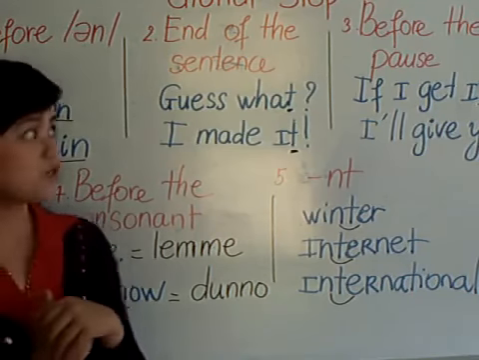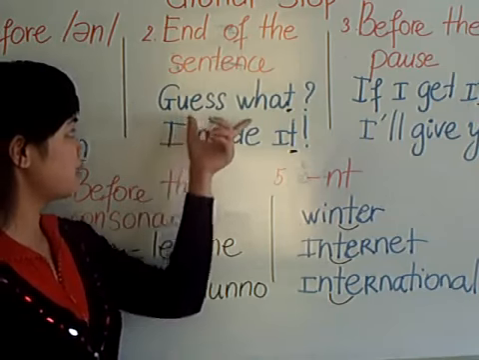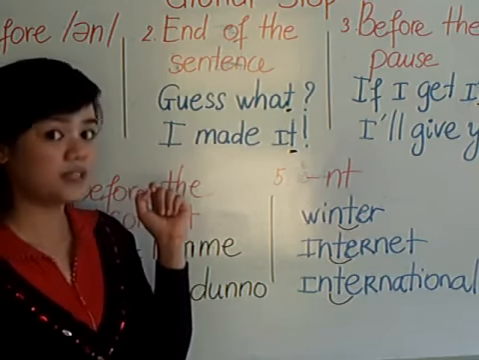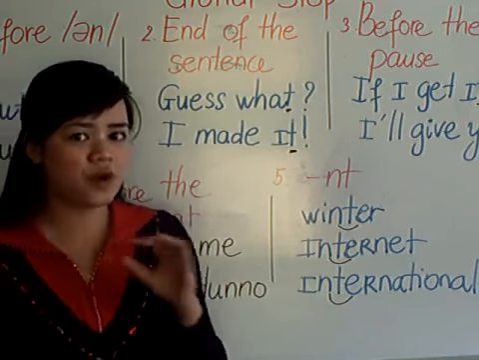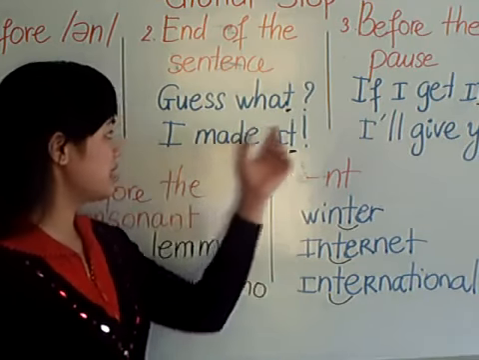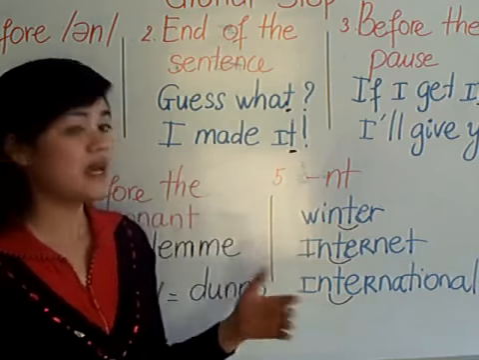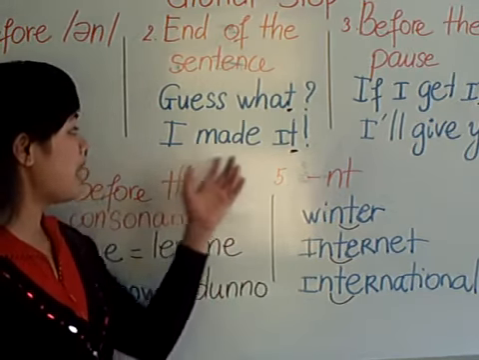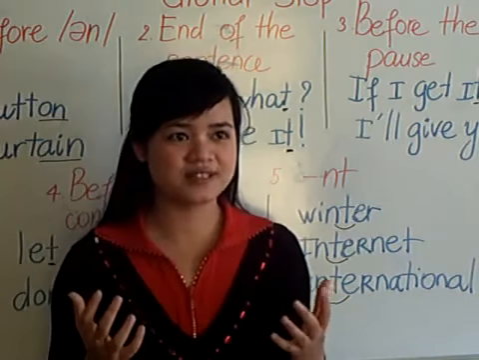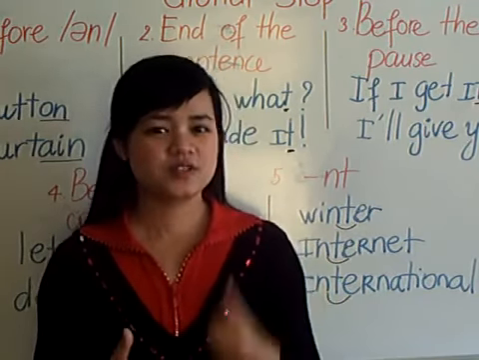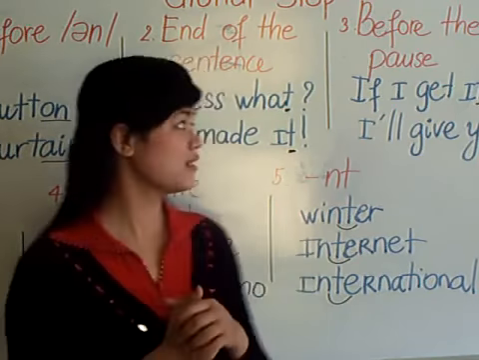The second, when the letter T stands at the end of the sentence, like, what do you say? Guess what? You don't have to say the T in guess what because the sound T can't be heard after that. Just say guess what or I made it. This sentence is often used to express your feelings. When you are very happy, you did a good job, then you say, yes, I made it.